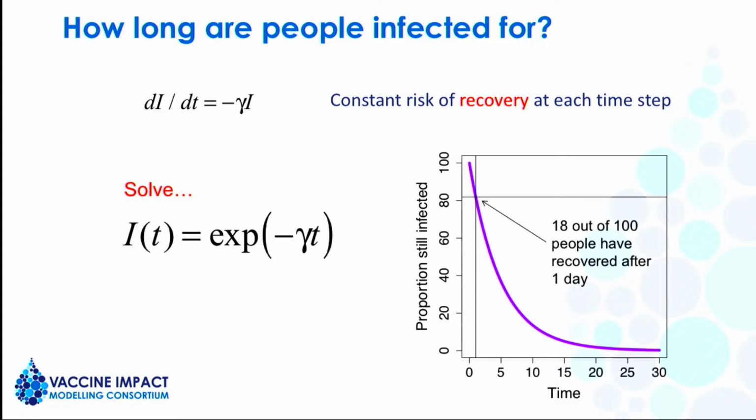Because we've got this term, this is like a constant risk of recovery at each time step. And we can solve this. So we've got essentially an equation of exponential decay. If we start with 100 people in the infected class, over time, that number is going to decay according to this equation. We've solved this previously, and we can describe it as I of t is exponential to the minus gamma t. So if we start with 100 people, over time, that number is going to decline.